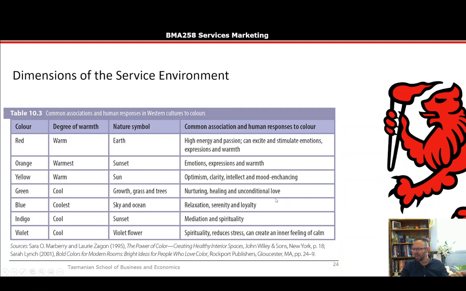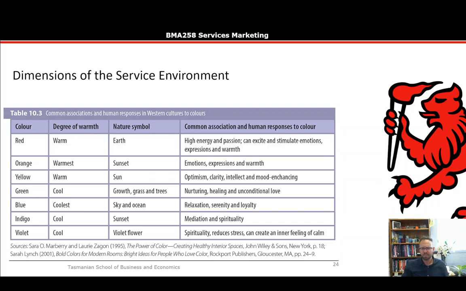So there's actually a fair bit more research now coming out about this, but I think it's kind of cool and interesting. So when you do choose colours for your branding and your store, your servicescape, think about these. Also, another interesting one, which is not in here, is about hunger. Apparently, yellow and red also are associated with hunger, and that kind of makes sense because you think of a lot of the fast food outlets, and they've all got those colours.